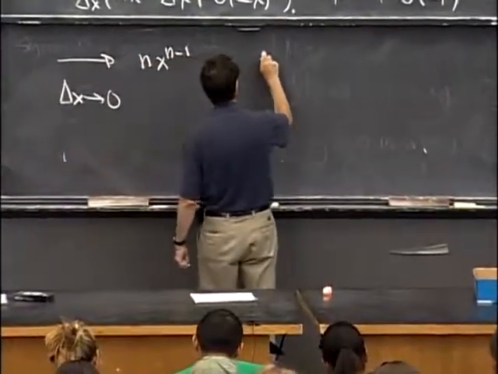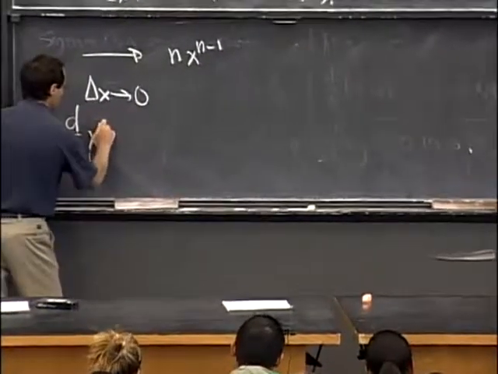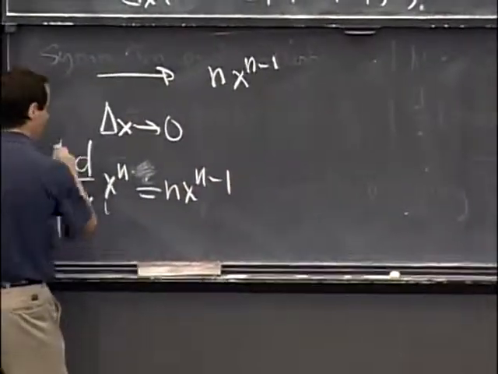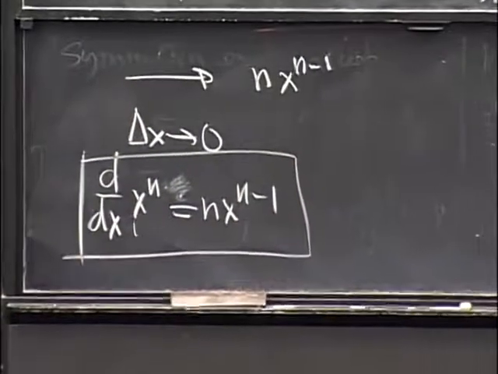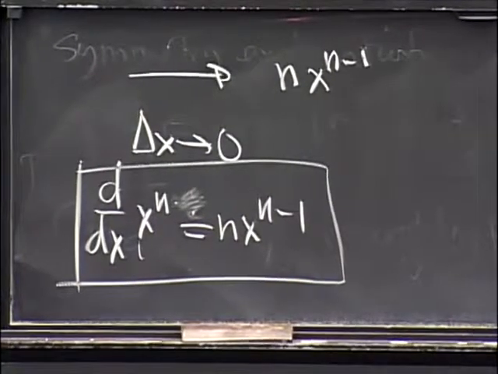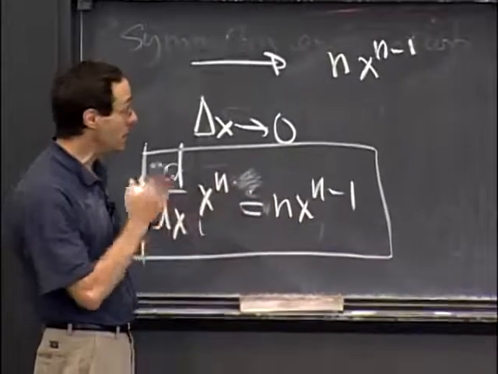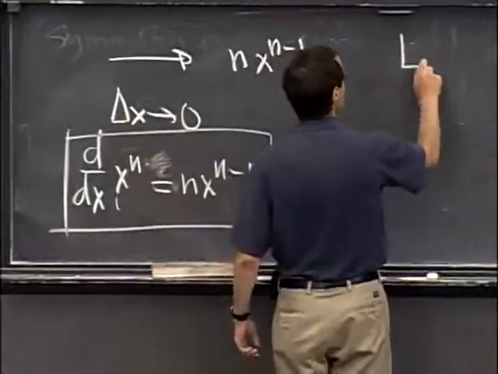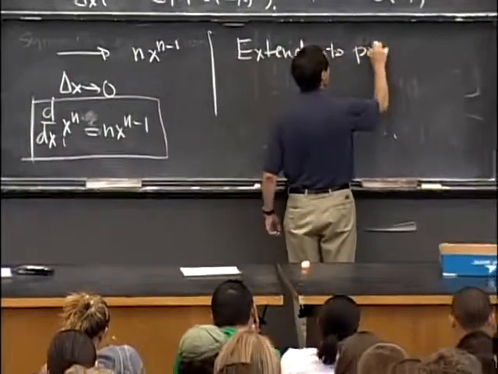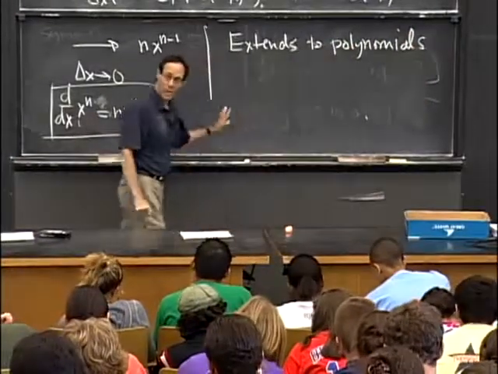And so what I've shown you is that d by dx of x to the n is equal to n x to the n minus 1. So now this is going to be super important to you right on your problem set in every possible way. And I want to tell you one way in which it's very important, and one way that extends it immediately. So this thing extends to polynomials. We get quite a lot out of this one calculation.